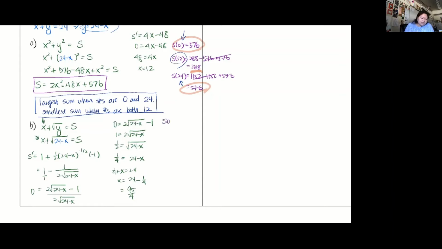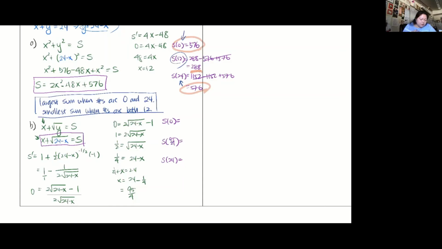So you got to check and see s of 0, what is the sum when x equals 0? What is the sum when x equals 95 over 4, so really close to 24? And what is the sum when x equals 24? And you don't want to plug it into the derivative because it's not a test. You're plugging it into your s function because you're trying to compare. Sorry to use the word test. You're trying to compare the sum at each of those levels to see which one gives you a true max, which one gives you a true minimum.